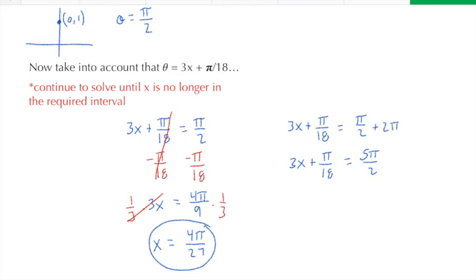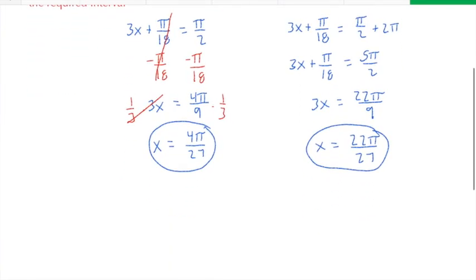Now I'll subtract pi over 18 from 5 pi over 2. That'll lead you to 22 pi over 9 after you get a common denominator and reduce. Multiply both sides by 1/3. That'll give you 22 pi over 27, which is still between 0 and 2 pi. So that's going to be a second solution.